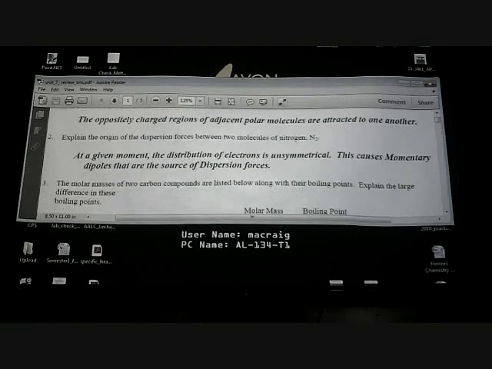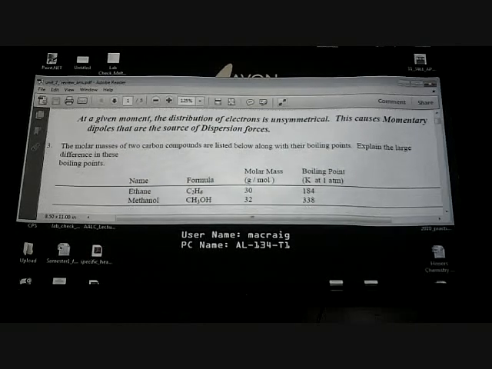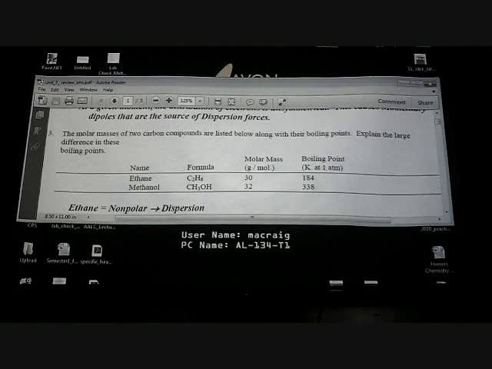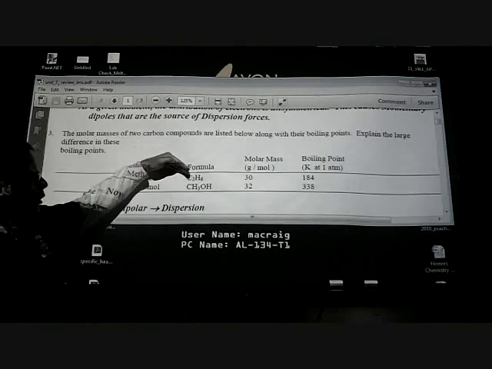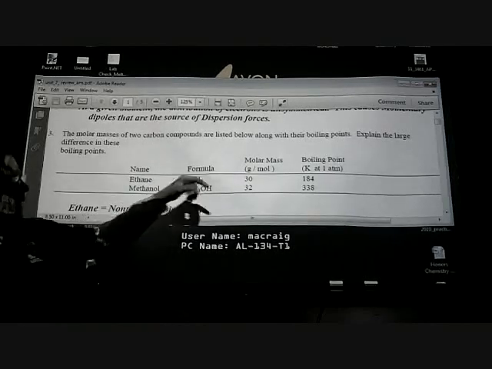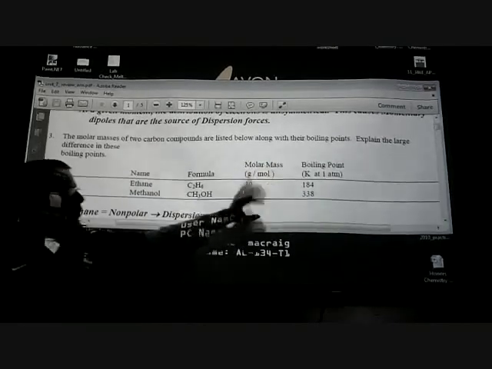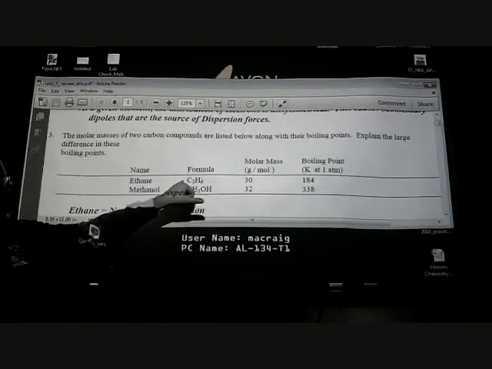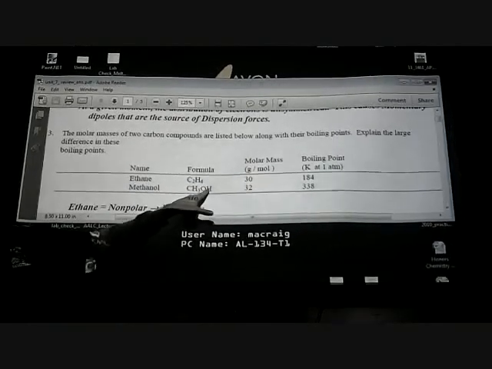All right. Number 3, the molar masses of 2 carbon compounds are listed below with their boiling points. Again, this goes back to what I was talking about. Draw the Lewis structure out. If you look at the ethane, and I don't have the Lewis structure drawn out with Microsoft Word here, this is a nonpolar compound. This is a polar compound.